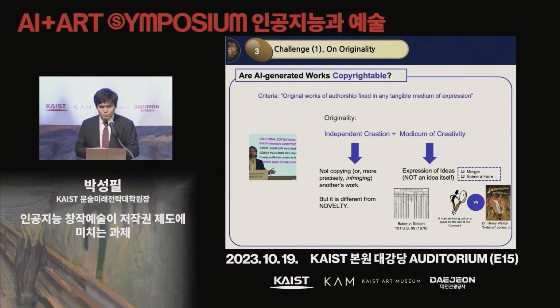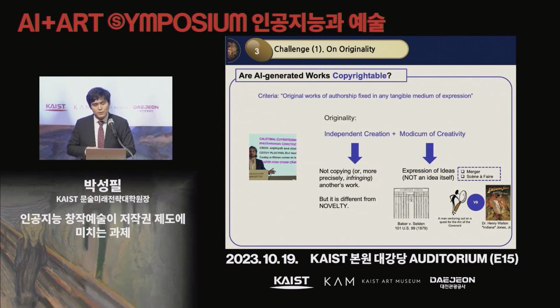Okay, so this text defines what qualifies for copyright protection. Analysis of the statutory languages will give us this very simple structure, like we have two elements for original copyrightable works. First one is independent creation. Second one, modicum or minimum level of creativity.